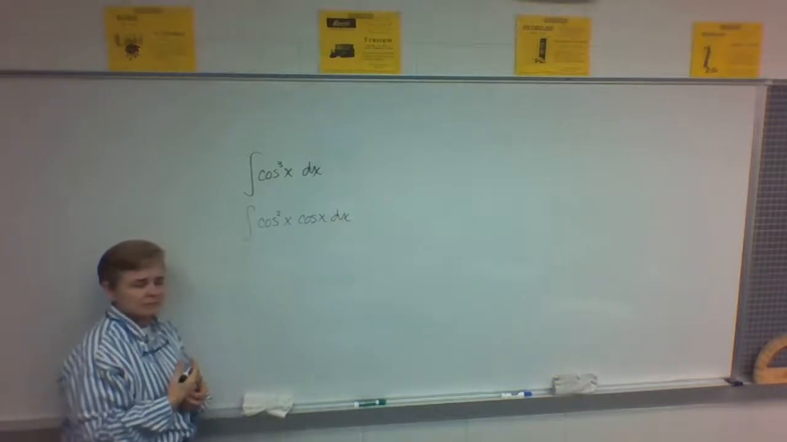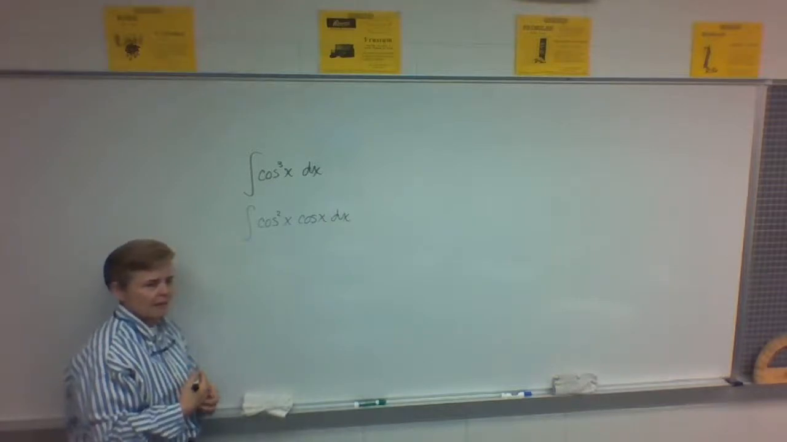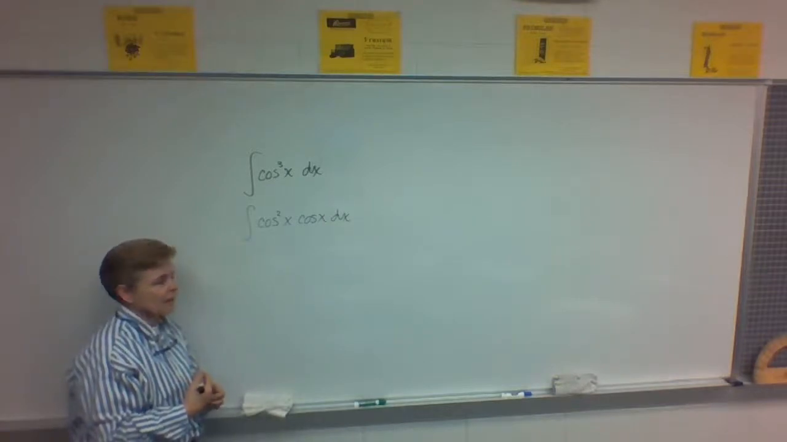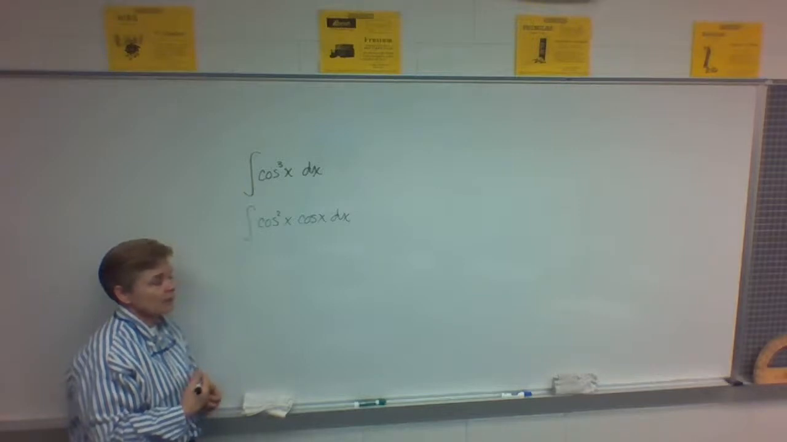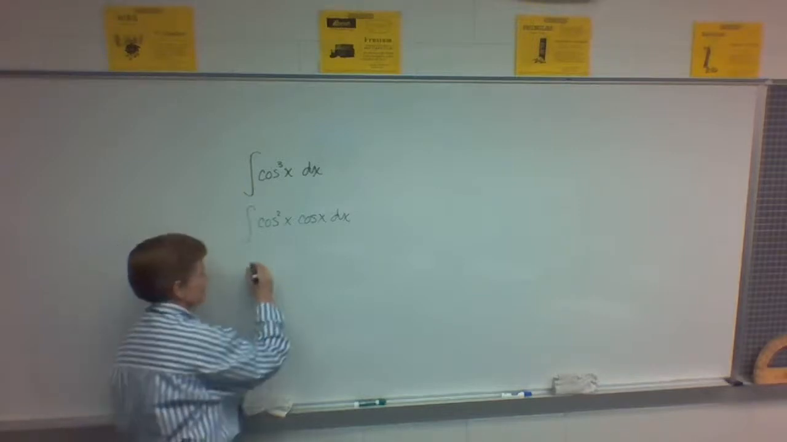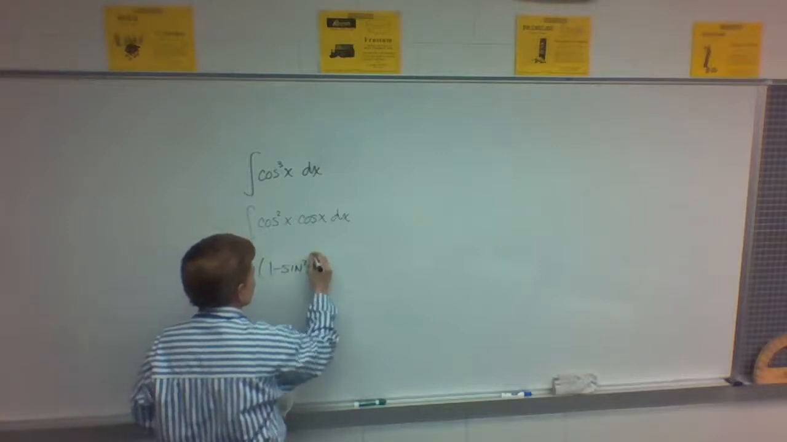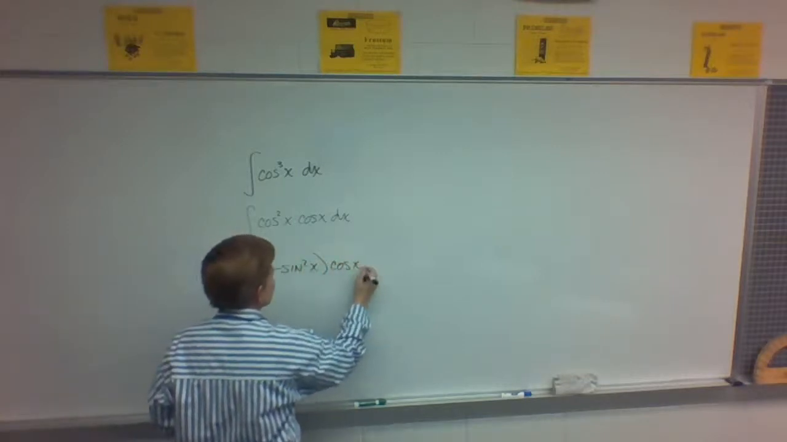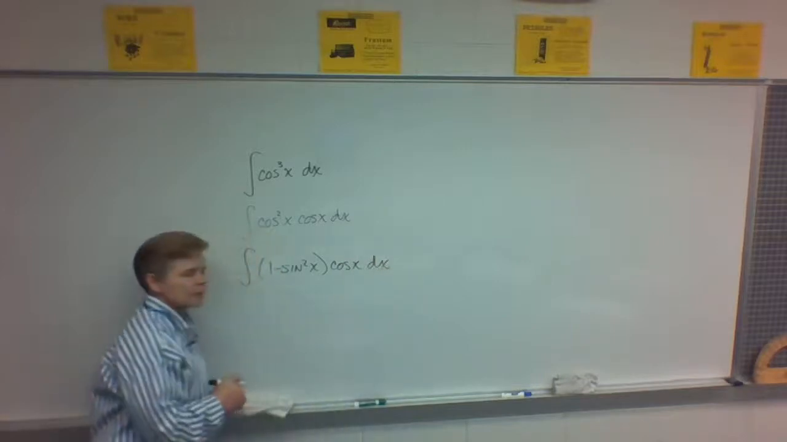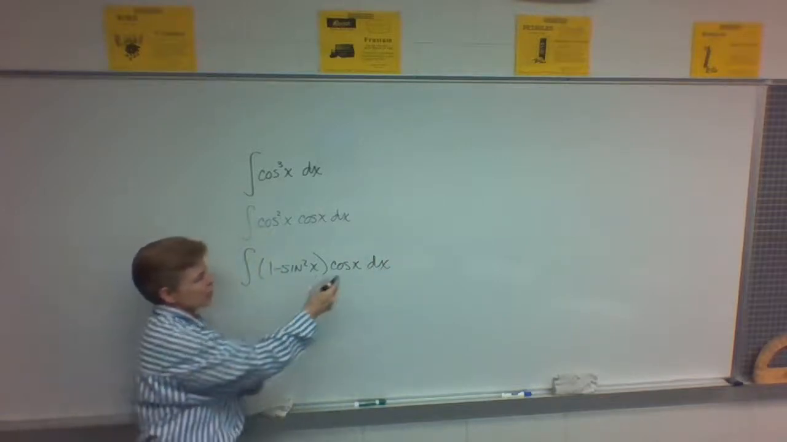Now what? You make cosine squared into sine squared x minus 1. Other way around. 1 minus sine squared x. Yes. So we replace this one with 1 minus sine squared. Cosine's still sitting out here.